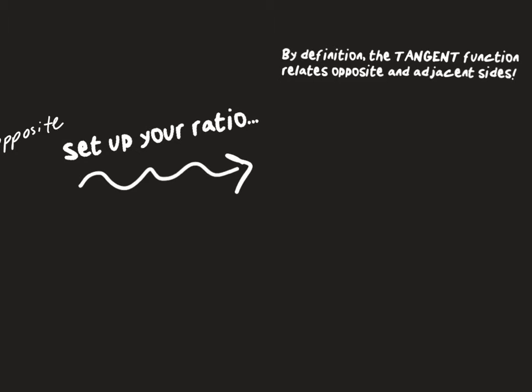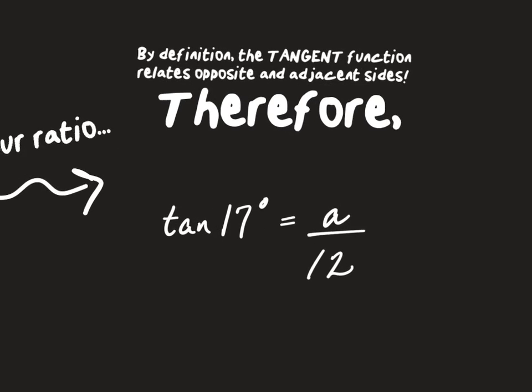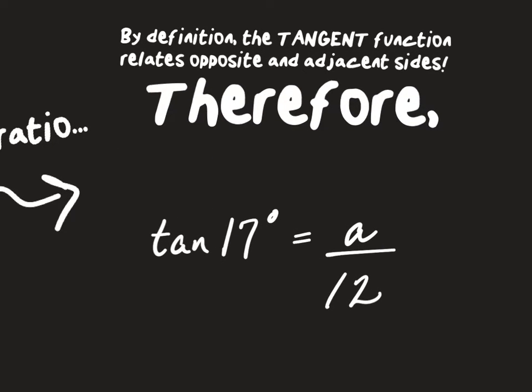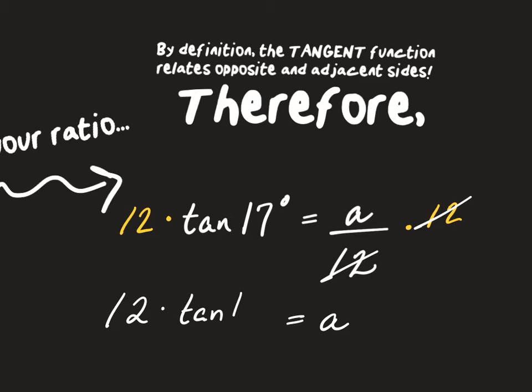So based on your definition of tangent, we have to use the opposite and adjacent sides. Therefore, a tangent of 17 degrees is equal to the opposite over the adjacent. And I used A for altitude. You could use whatever variable you would like. We can isolate the A variable by multiplying 12 on both sides. Therefore, A will be equal to 12 times tangent 17 degrees.